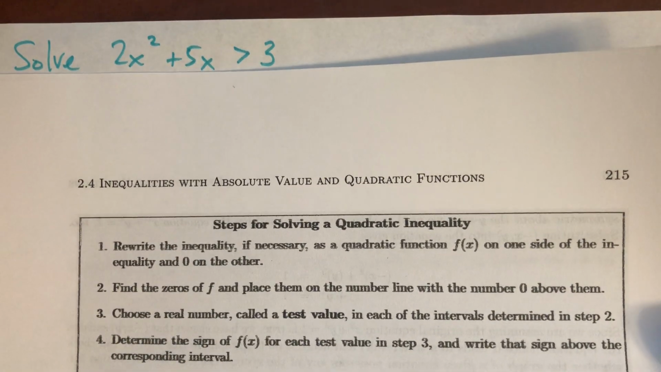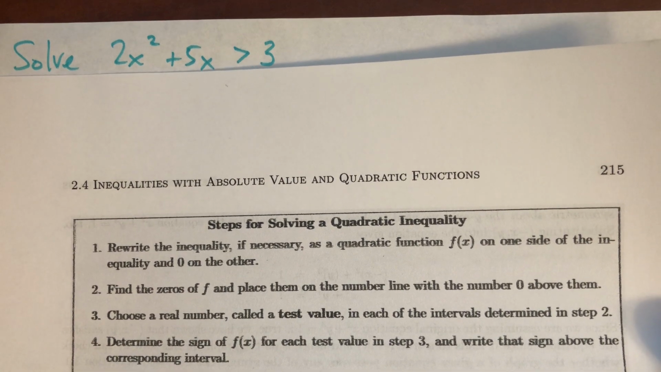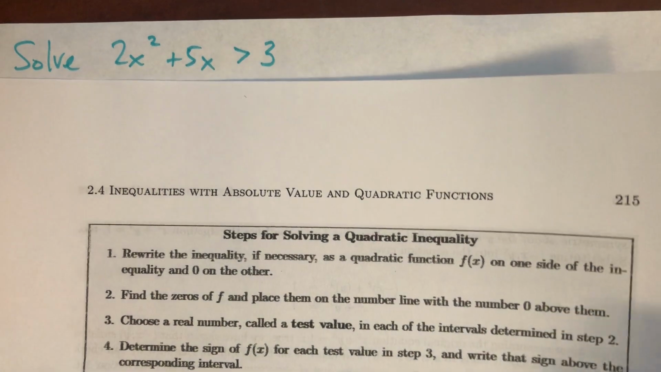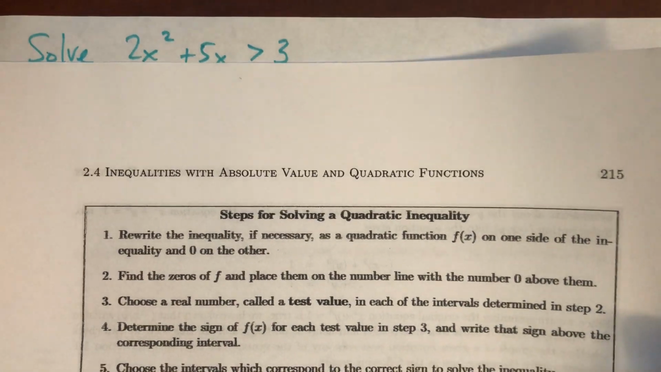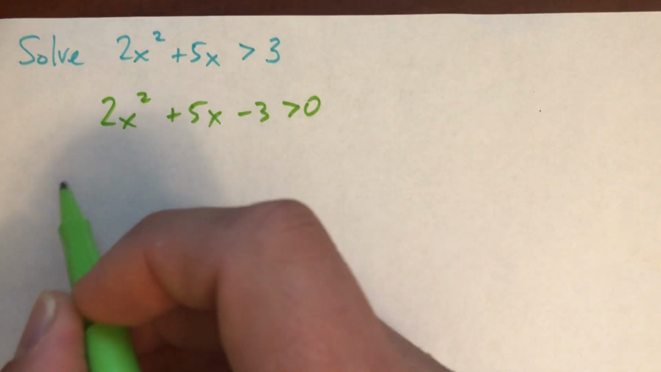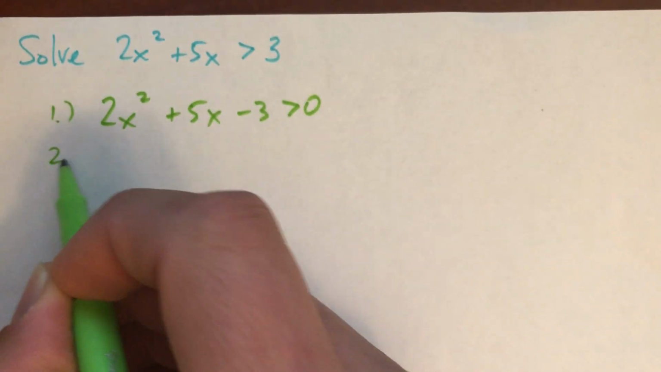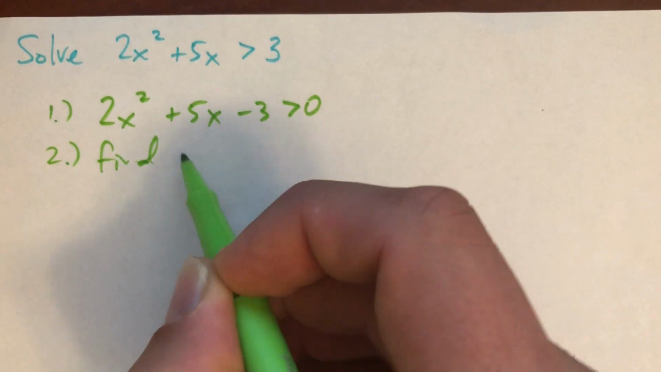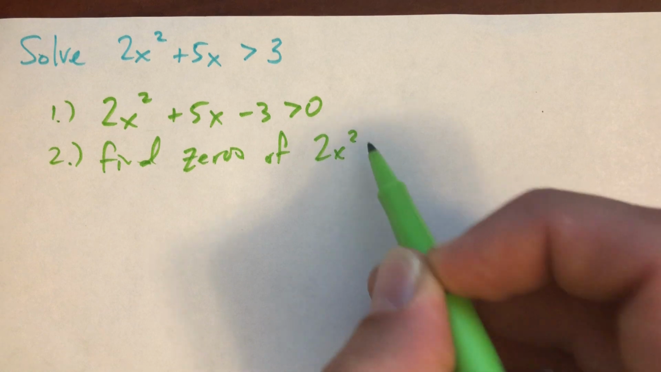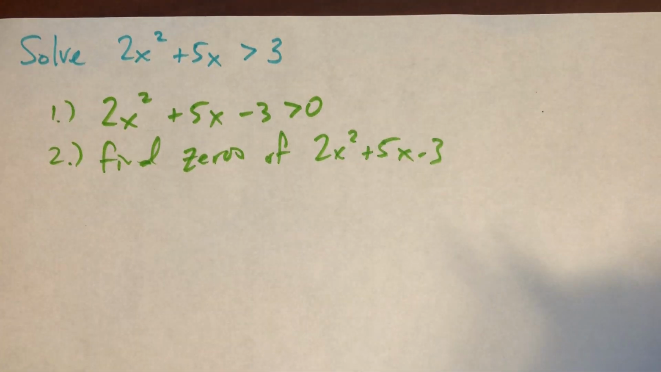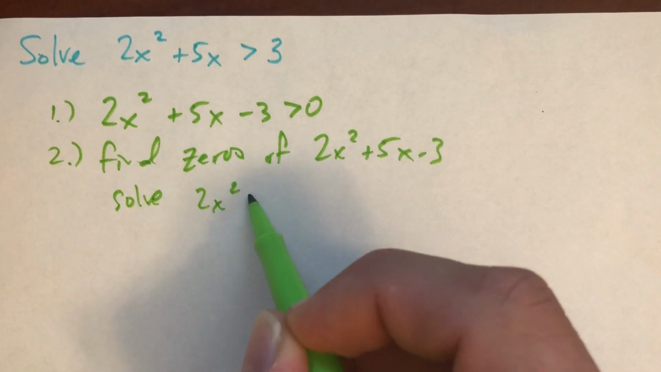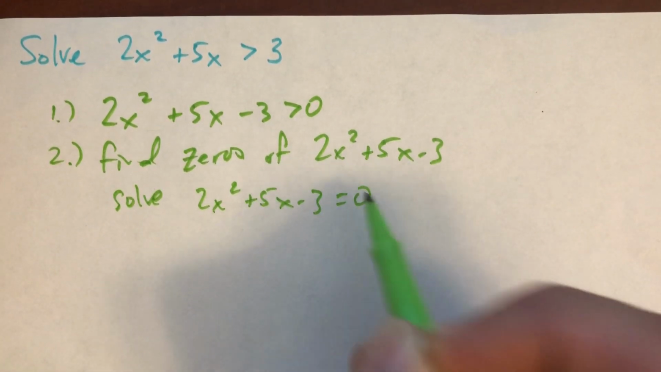So step 1's done. Step 2: find the zeros of our quadratic function and place them on the number line with the number 0 above them. We're going to make one of those little sign diagrams, right? So that was step 1. Step 2, we want to find the zeros of 2x squared plus 5x minus 3. We're just going to solve 2x squared plus 5x minus 3 equals 0.